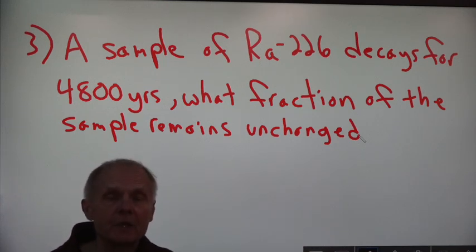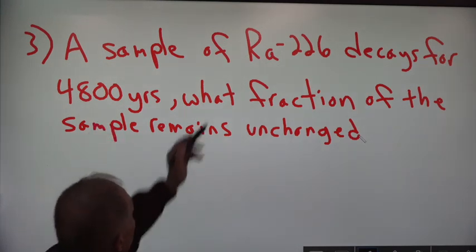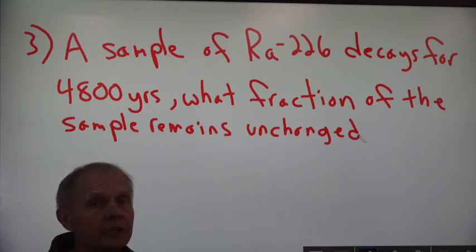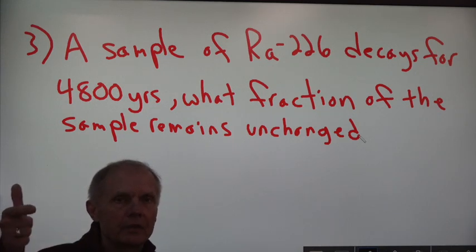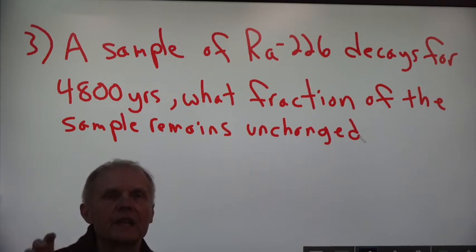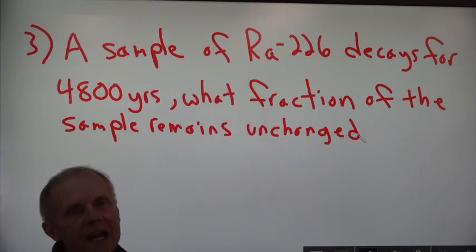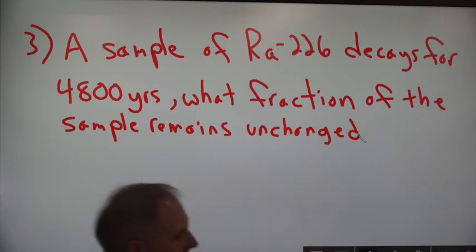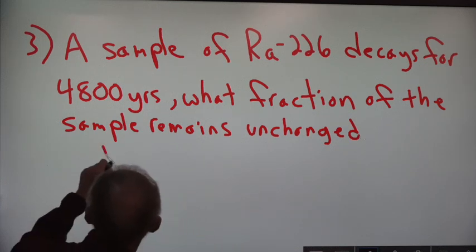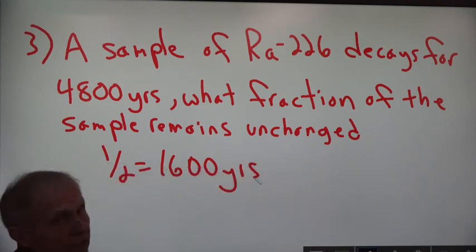I didn't give you any grams. So it told you how long it decayed. It told you what the element is. And you have to find out what fraction. In other words, is it a half, a fourth, an eighth, a 16th, a 32nd? All right, that's fractions. So you have to figure out which one of those fractions. So if I gave you the element, you immediately know what the half-life is. So if you look here for Ra-226, the half-life is 1,600 years. All right, that's 1,600 years for one half-life.